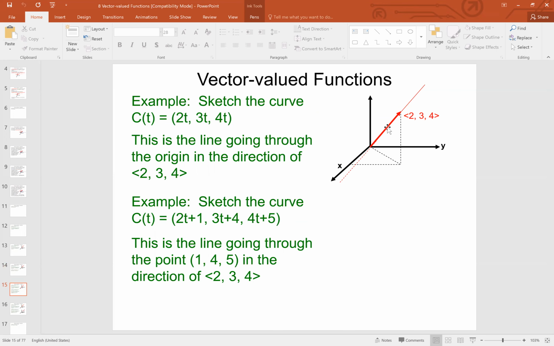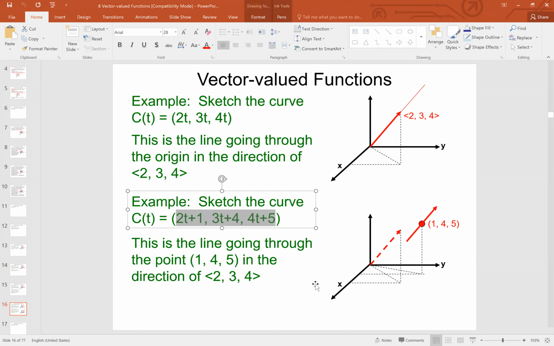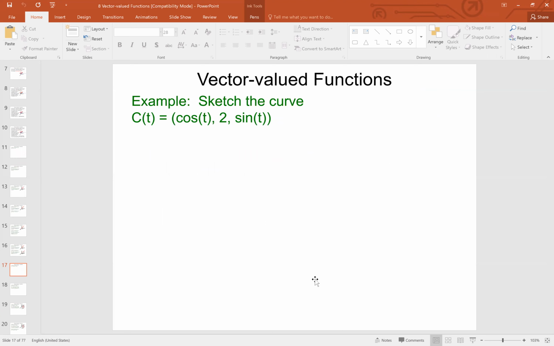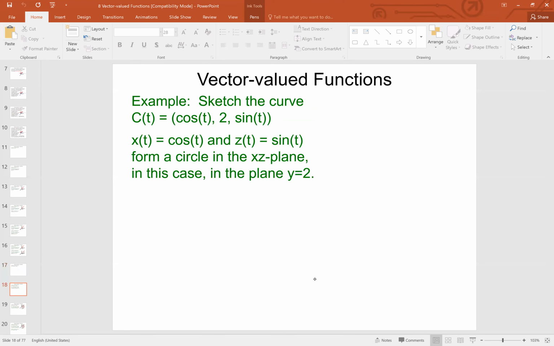One of them is the equation of the line in the direction 2, 3, 4, going through the origin. The next one shifts that line to the position 1, 4, 5. You can think of that now as a new point of origin. And then we get these sets of parametric equations.